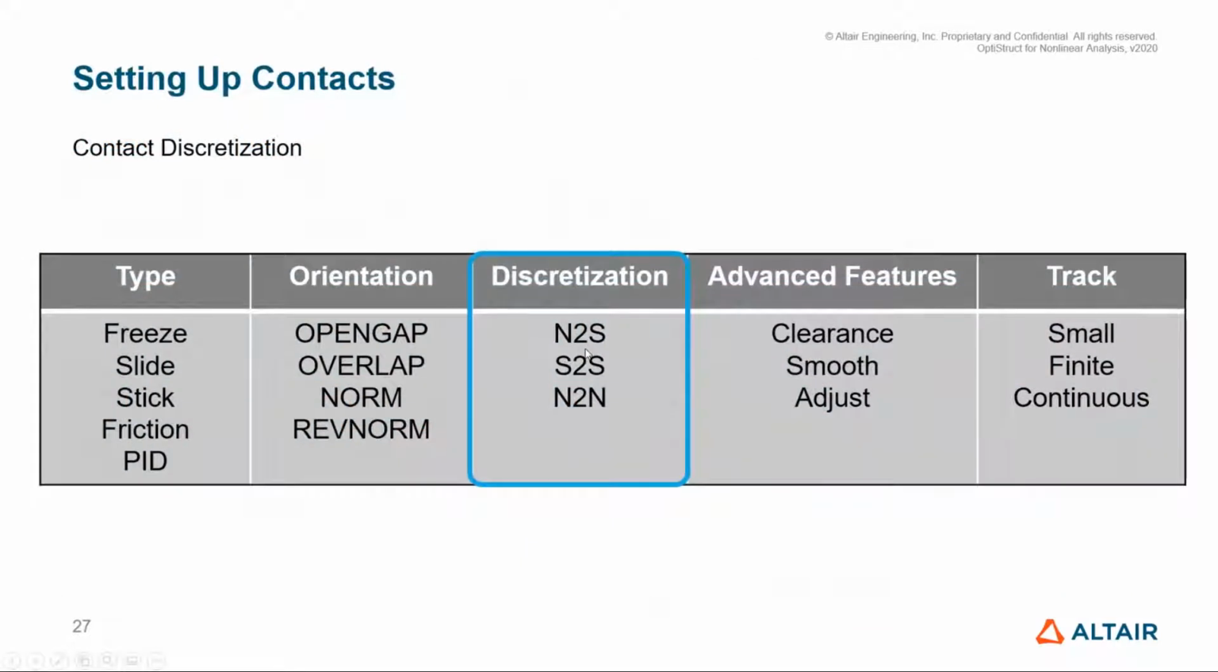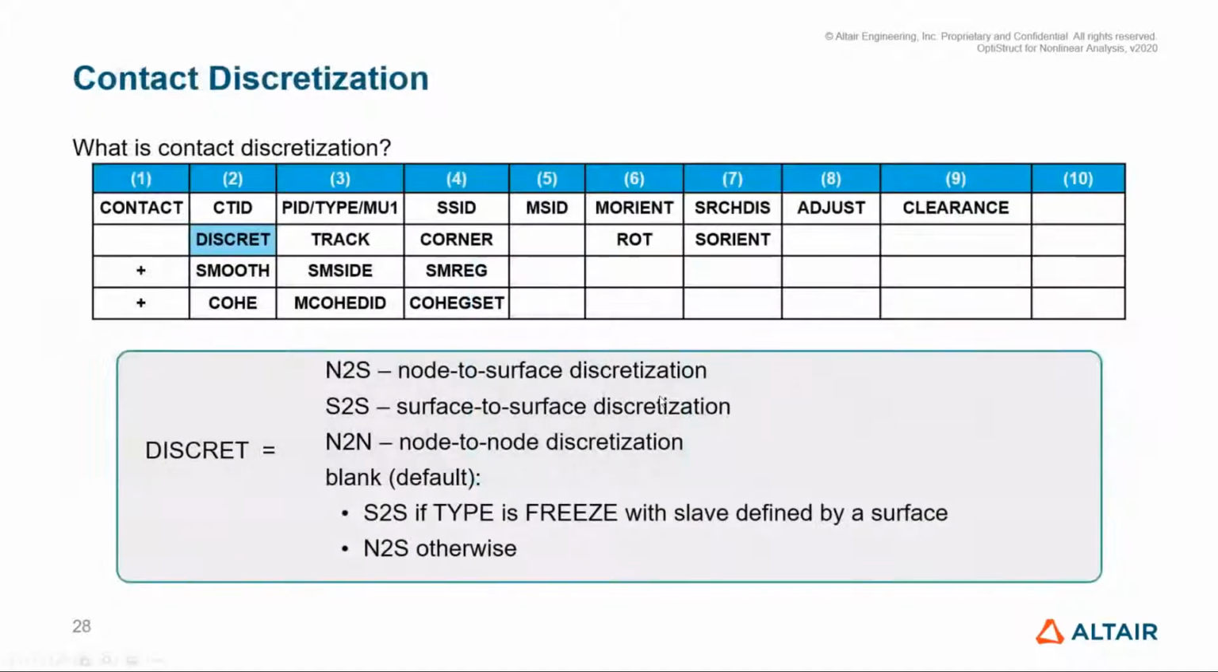Then next we go into discretization. What type of surface, what type of contact is defined for your slave and master? The first letter here is for the slave side. The second letter, after the 2, is for the master side. So how do you define your slave and master? We have node to surface, surface to surface, node to node.